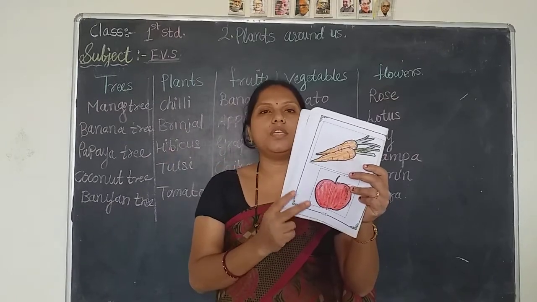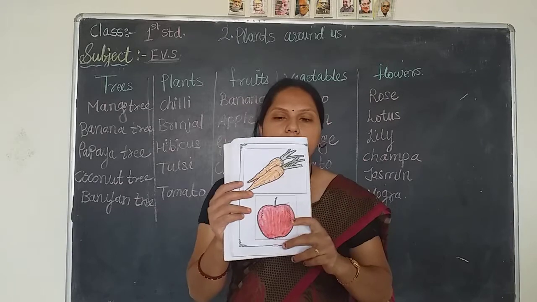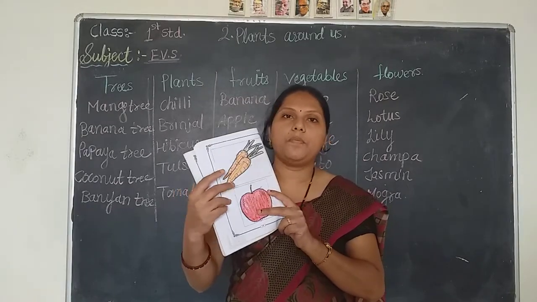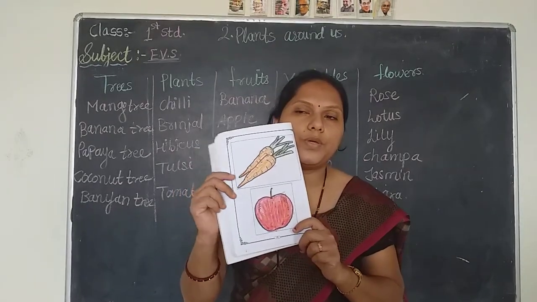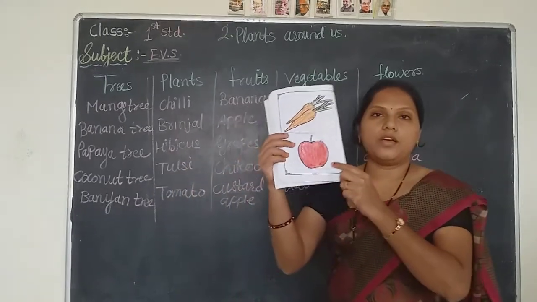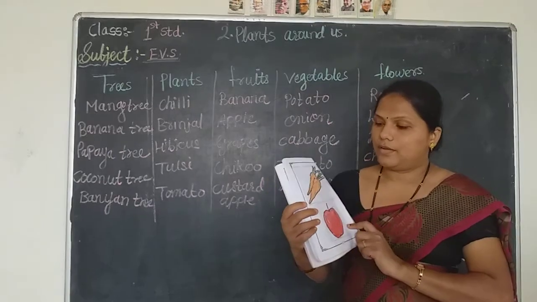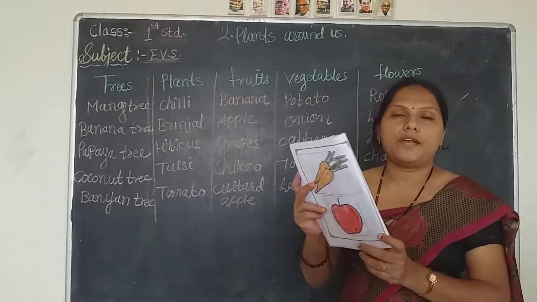You have to color all these fruits and vegetables and write their names by using a pencil. Don't write by pen. Use pencils. This is a carrot. Next one they have given here, yes, an apple. Color it and write their names.